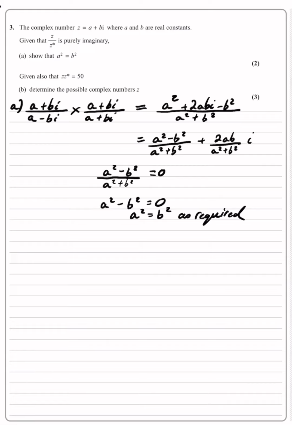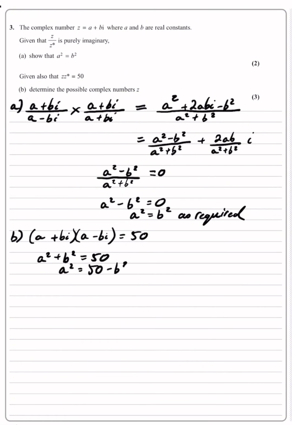For part B, we're given that the complex number multiplied by its complex conjugate is equal to 50. So a plus bi times a minus bi is equal to 50. Expand that out, we get a squared plus b squared equals 50. So a squared is equal to 50, subtract b squared.